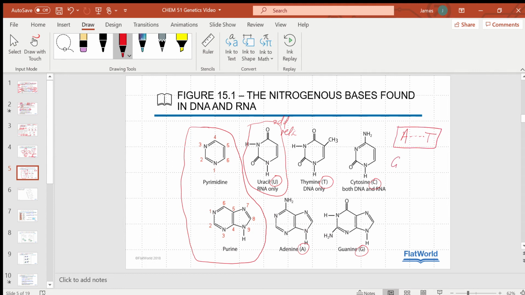And guanine is going to preferentially hydrogen bond with cytosine. Now this is in DNA.